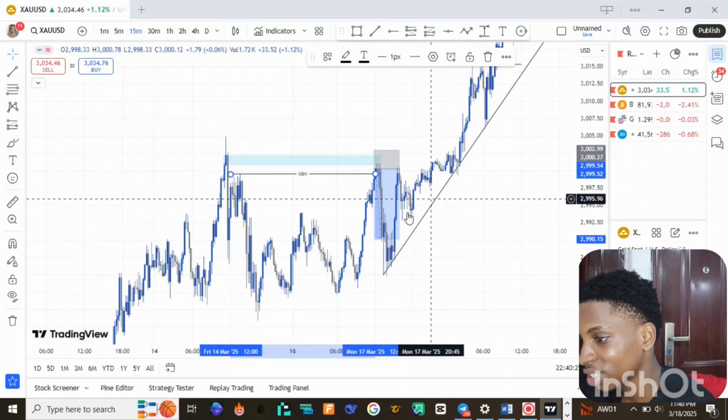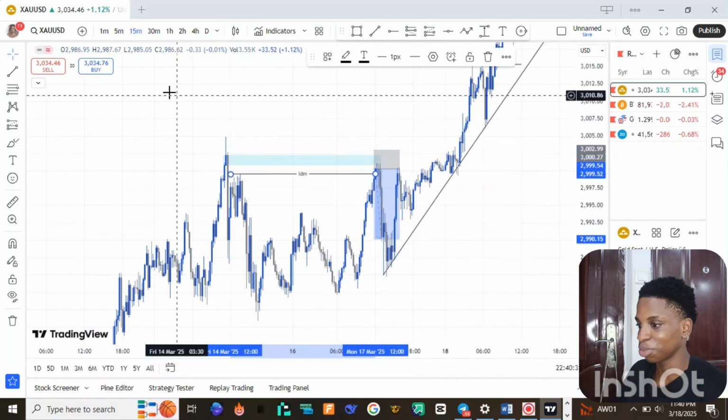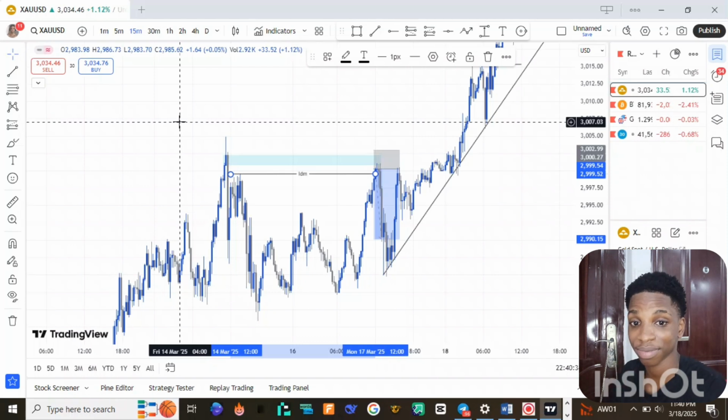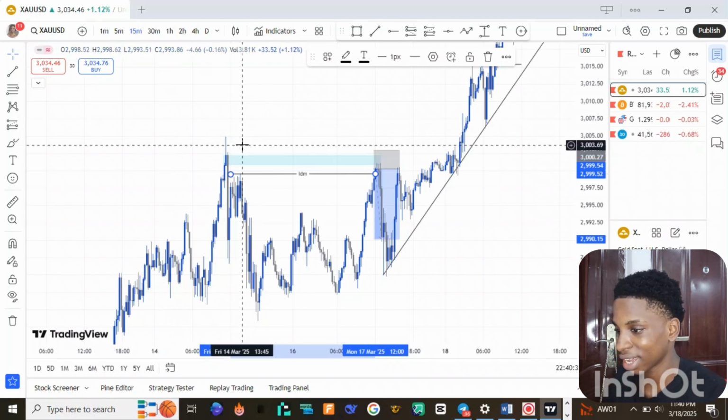You can see this trade before. I'm also going to put a picture up on the screen. So let's get into analyzing the trade.